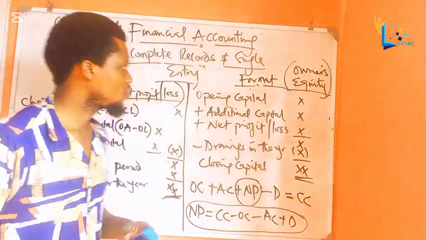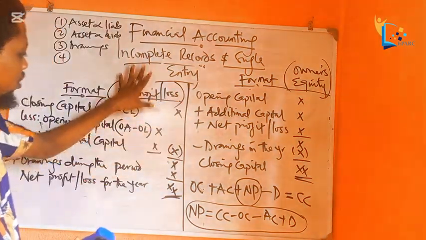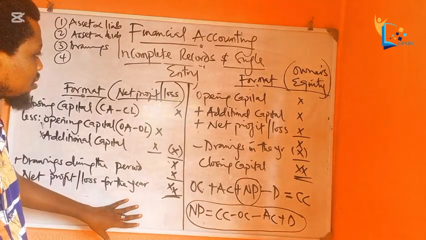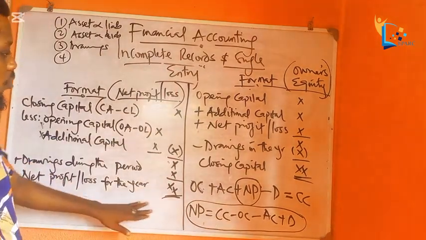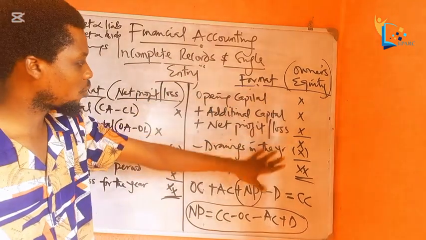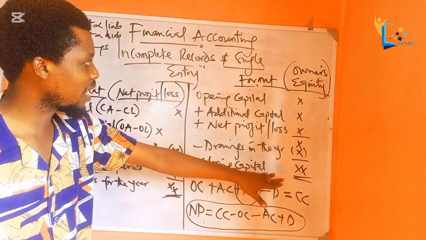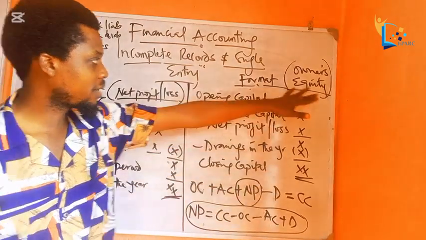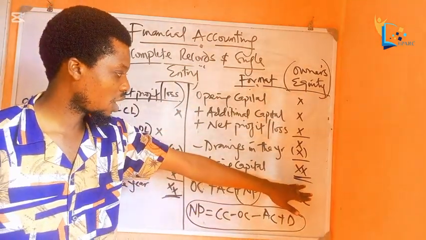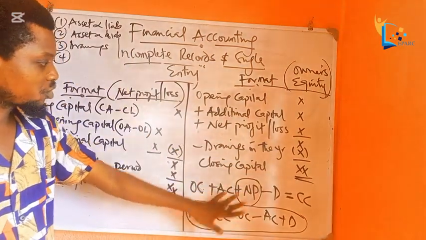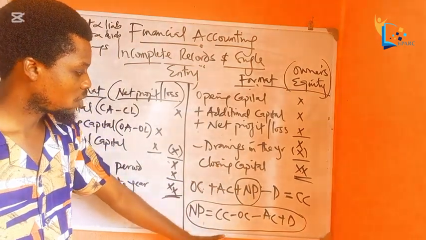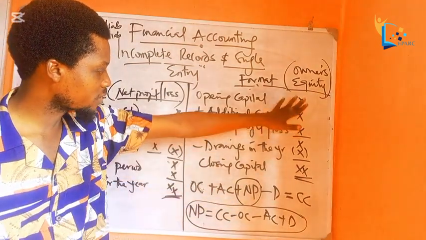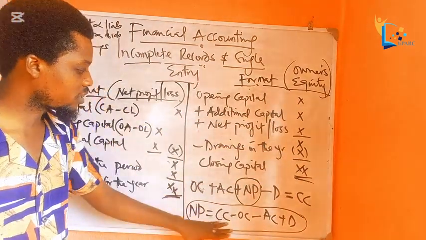Do you get it? So let me just quickly go over this again. This is the format for getting our net profit. If you want to ascertain your net profit, this is the format you use. Then this is the format for ascertaining our owner's equity. Remember I told you owner's equity is the same thing as what? Our closing capital.